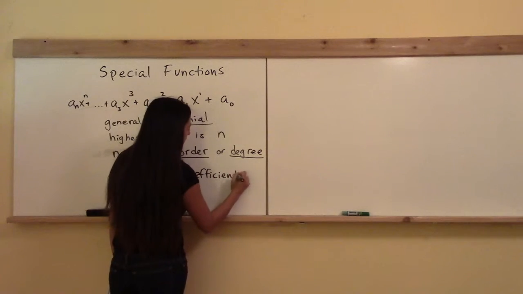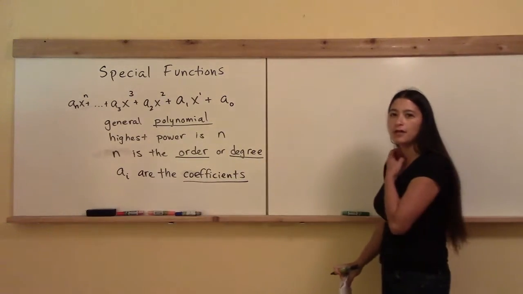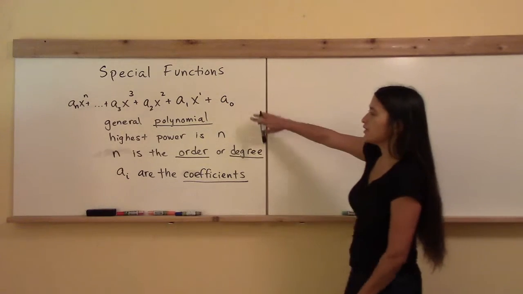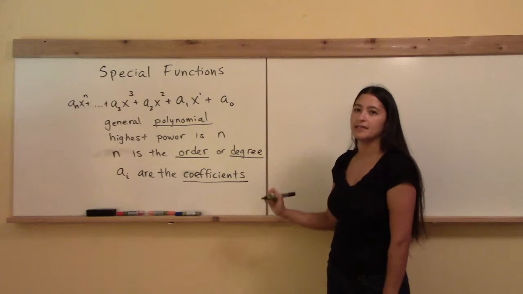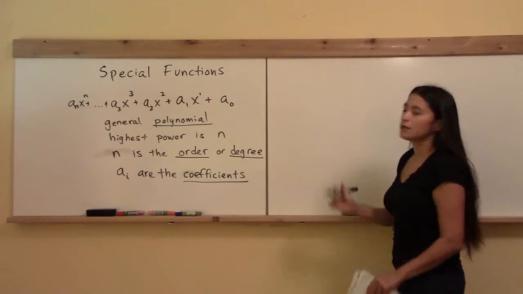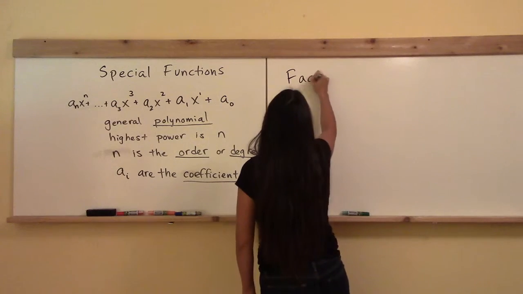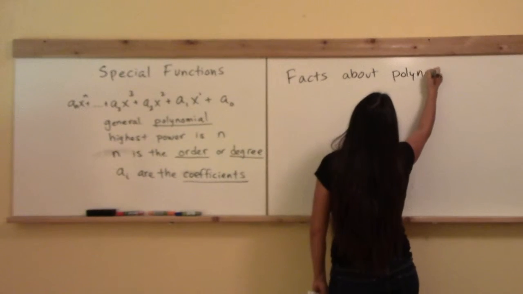So you can see that I've underlined a lot of different words on this board, and these are all going to be new vocabulary for the section. This is a general polynomial of order or degree n, and the a sub i are the coefficients that multiply it. Okay, so we'll learn a little bit about the polynomials now. We've got some facts about polynomials.